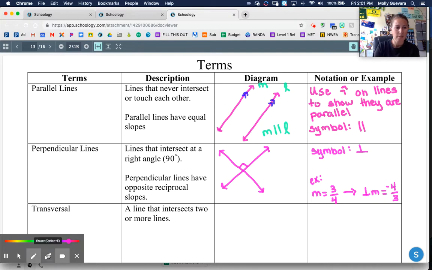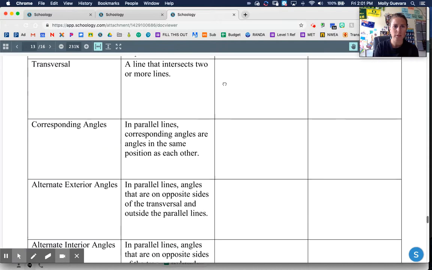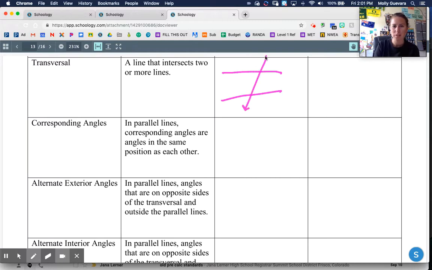Okay, I'm going to have to clear this so we can go down to transversal and some other ones. Okay, so a transversal is a line that intersects two or more lines. So let's say if I have a line, another line, right? They're not parallel or perpendicular here. But if I have a line that cuts through them, this line right here is the transversal.